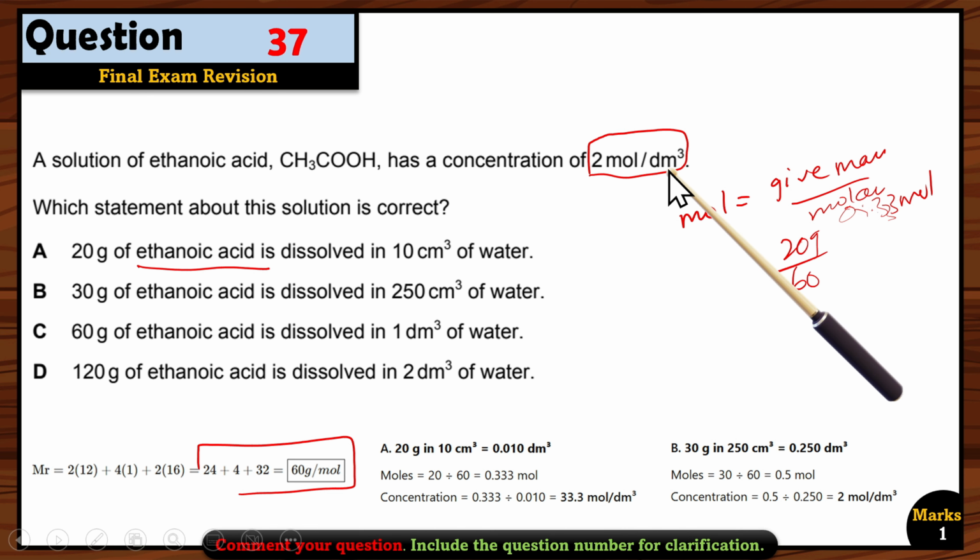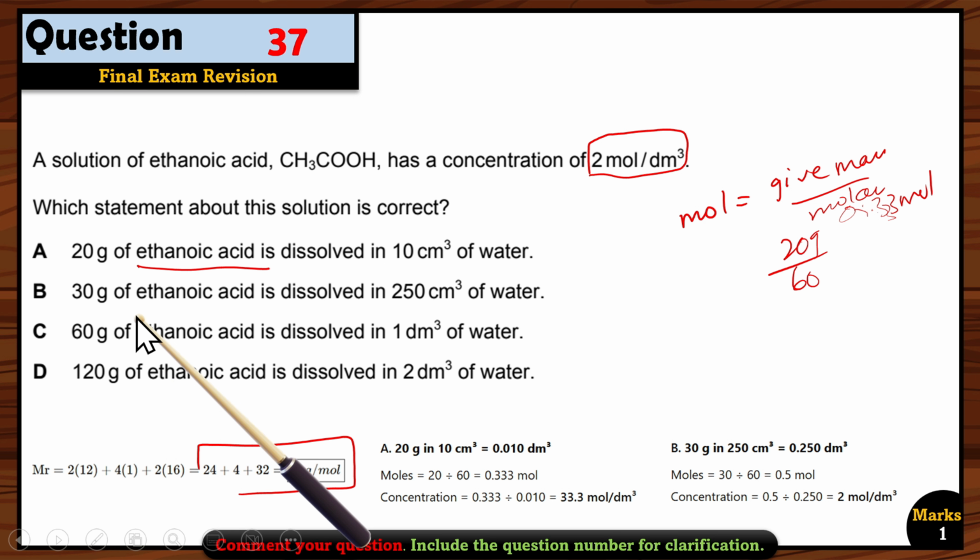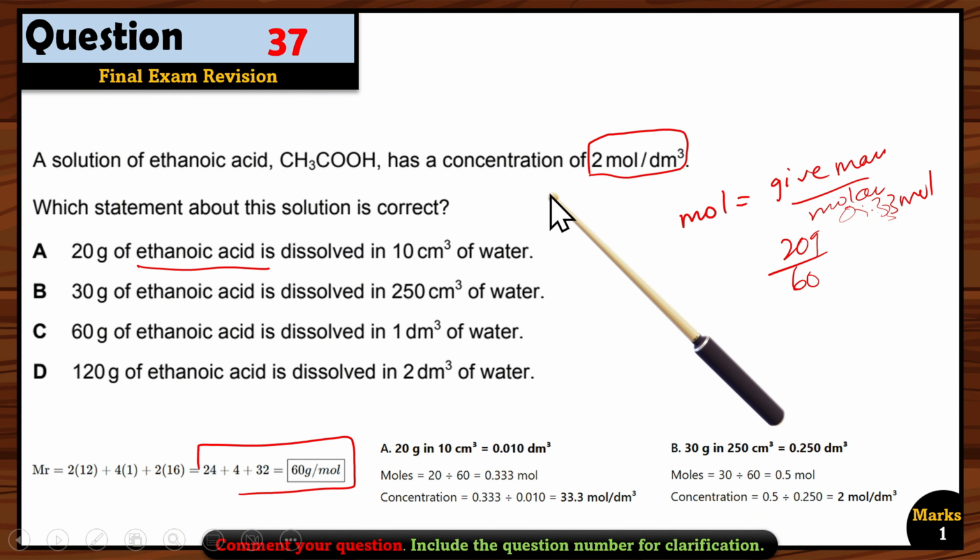That is not the same as this one. So per dm cube, it's not the same. Then you have to calculate for this one. You will calculate again, and then you will see the answer will be 2 mole per dm cube. Same answer. So you can easily find that B option is right.